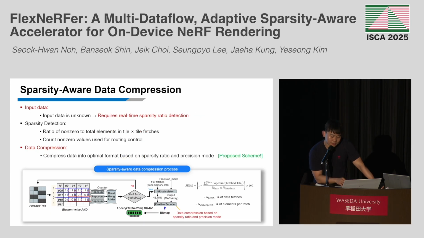The figure at the bottom shows how FlexNeRFer detects the sparsity ratio and uses it together with the precision mode to compress data in the optimal format. To compute the sparsity ratio, hardware dynamically checks in real time how many times data is fetched from SRAM, how many elements are in its fetched data tile, and how many of them are non-zeros.